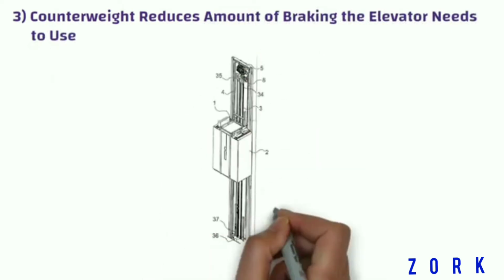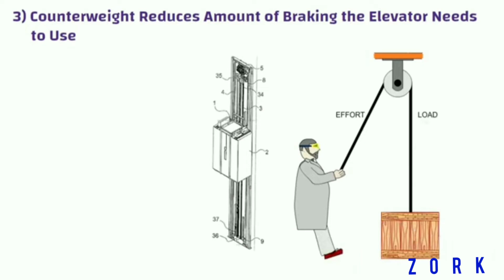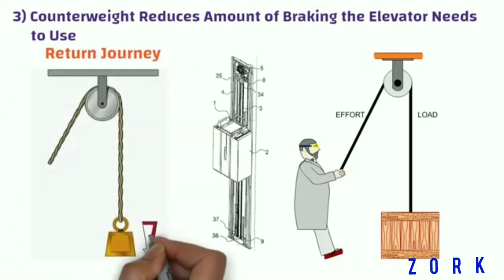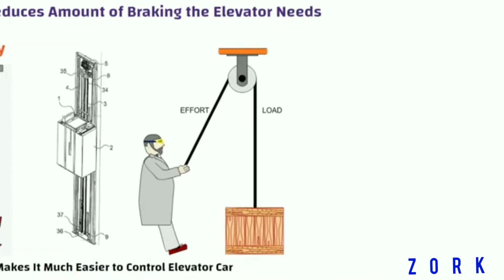Imagine if there were no counterweight. A heavily loaded elevator car would be really hard to pull upwards, but on the return journey, it would tend to race to the ground all by itself if there were not some sort of sturdy brake to stop it. The counterweight makes it much easier to control the elevator car.